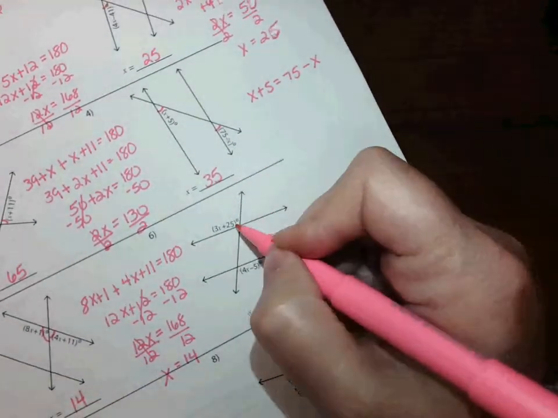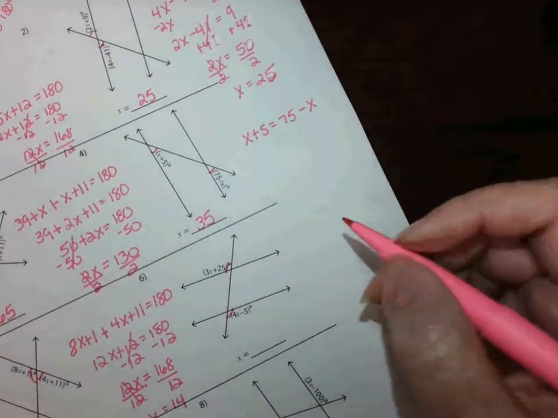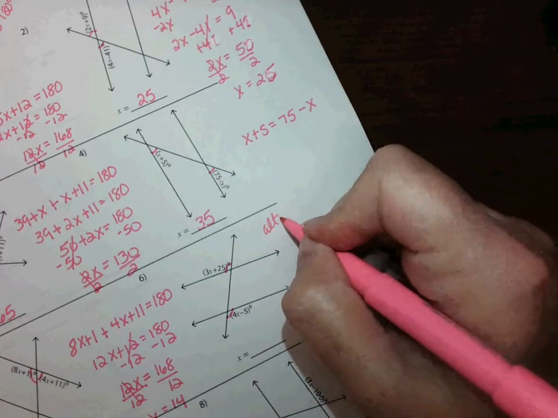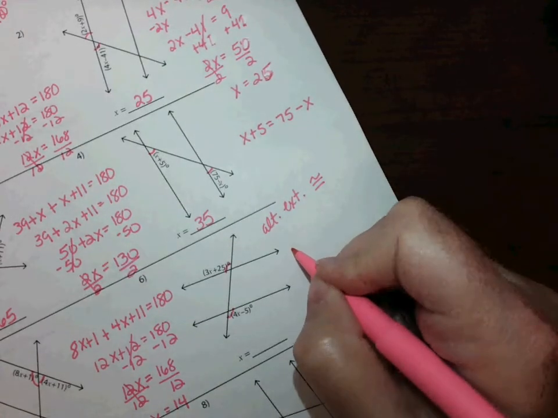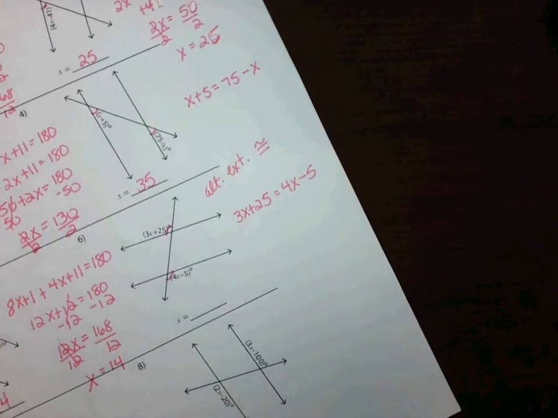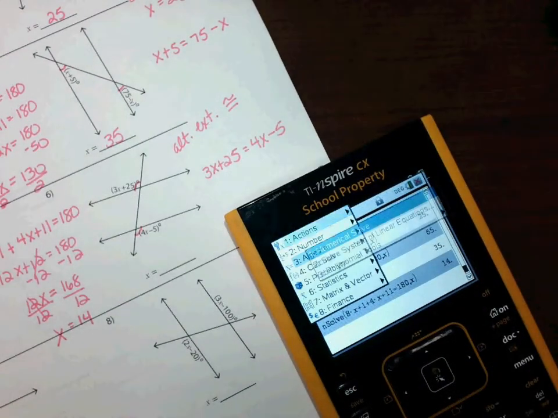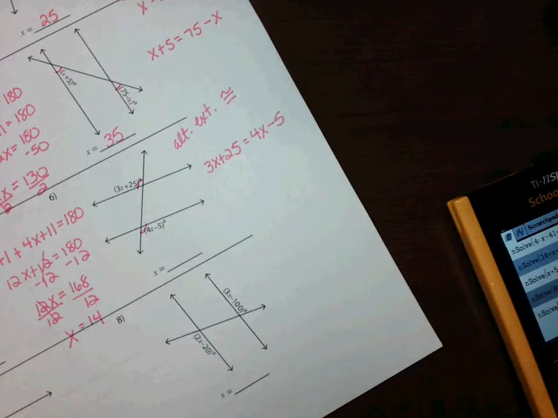Alright, number 6, I see two obtuse angles. Since they're both obtuse, they're going to be equal. I also know that they're alternate exterior angles, which are also congruent. So 3x plus 25 has to equal 4x minus 5. If I menu 3-1 that, I get 3x plus 25 equals 4x minus 5, comma x, and x equals 30.